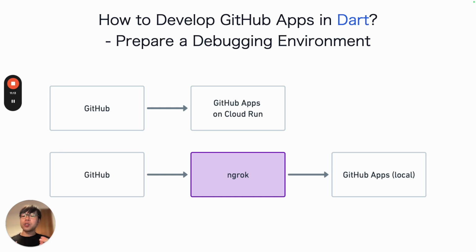Another thing you need to prepare before writing code is a debugging environment. Of course, you can deploy GitHub Apps to Cloud Run and check using Cloud Logging, but deploying the bot to Cloud Run takes some minutes, like 1 to 3 minutes, so it's inconvenient for debugging. Therefore, to debug the app in a local environment, let's use ngrok. Don't worry, it's free. By using ngrok, your local GitHub app can receive GitHub webhook payloads.